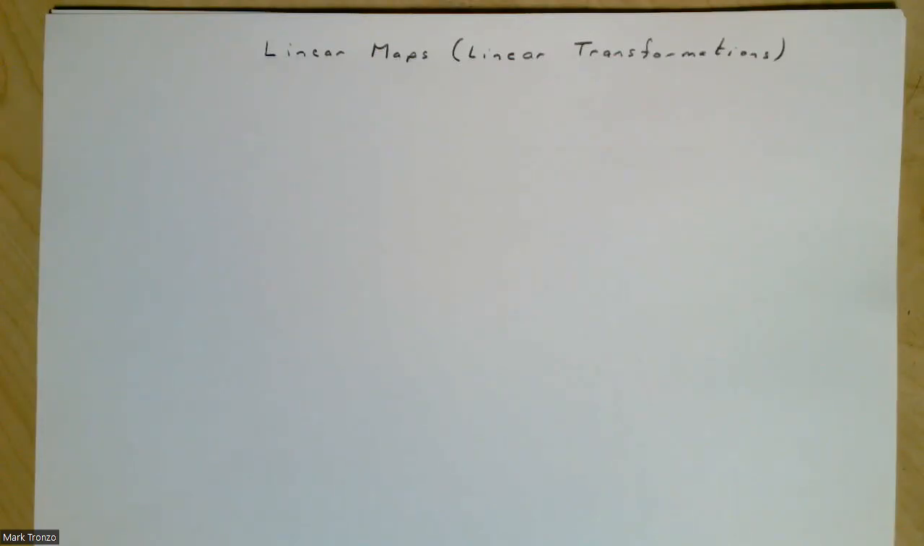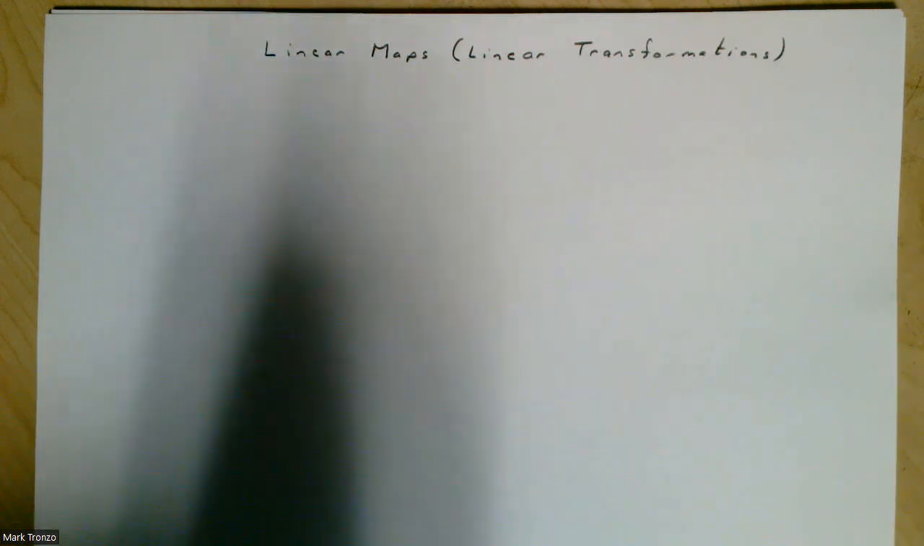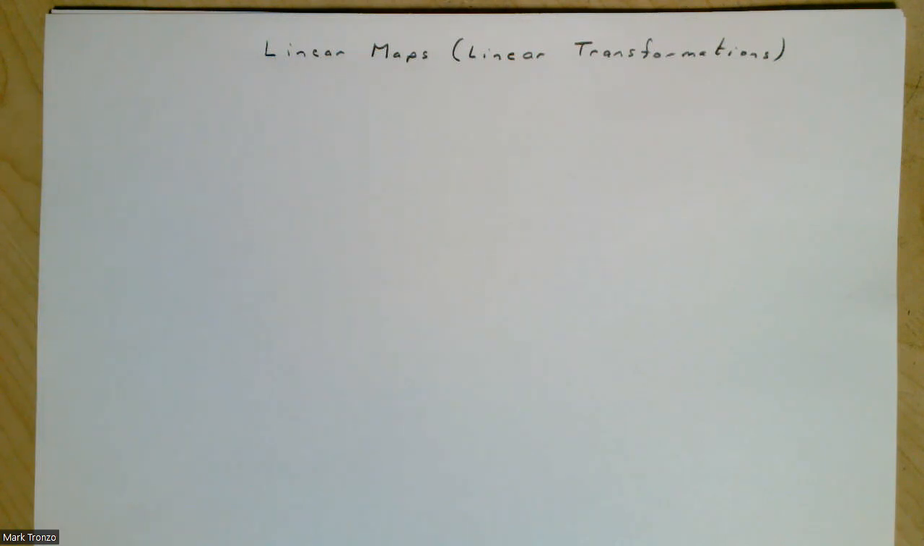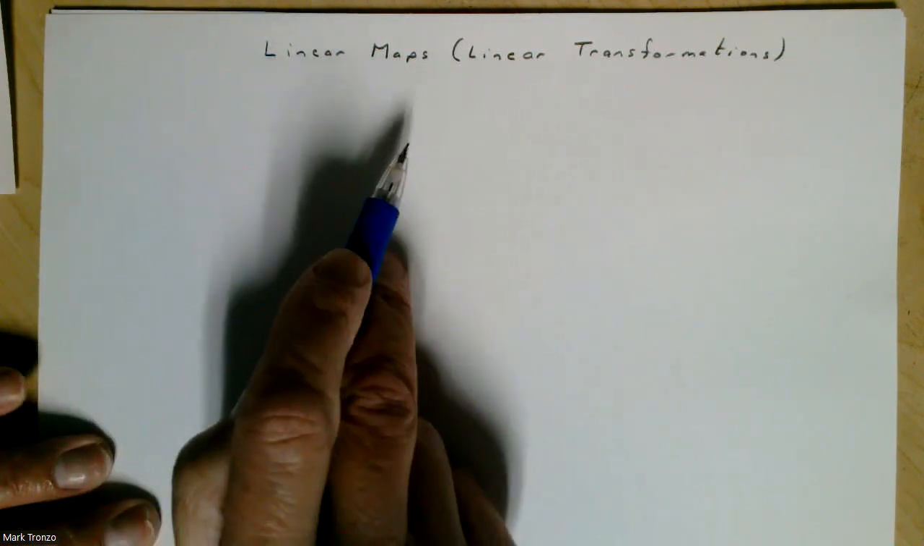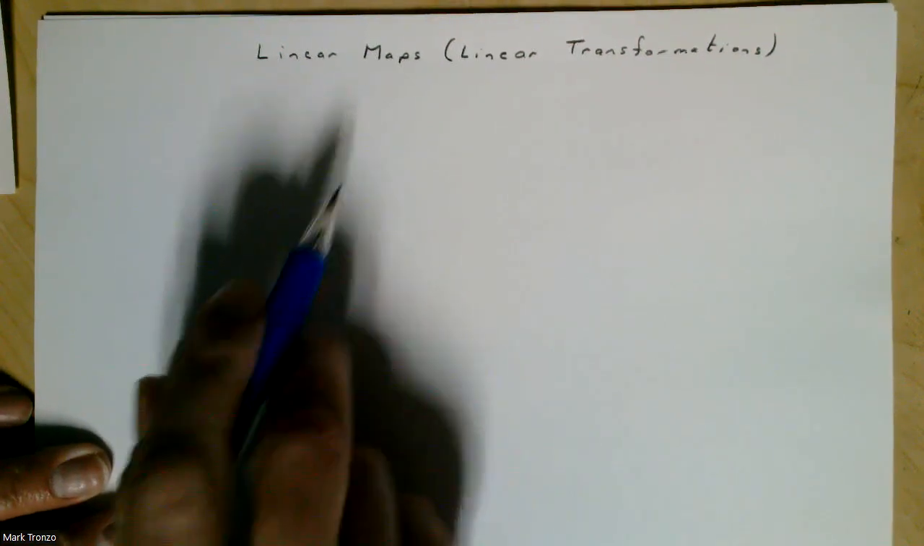In this video, we're going to look at linear maps, sometimes called linear transformations. Linear maps and linear transformations, again, they both mean the same thing. I'll probably use them interchangeably. Sometimes I'll use linear maps. Sometimes I'll use linear transformations.